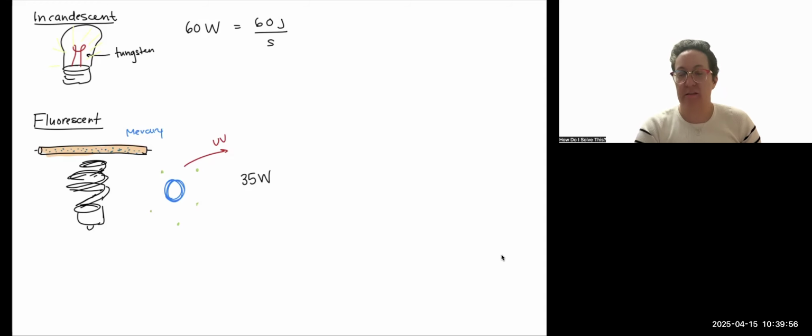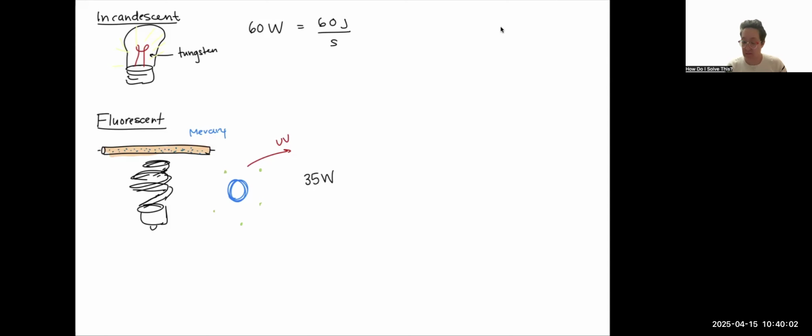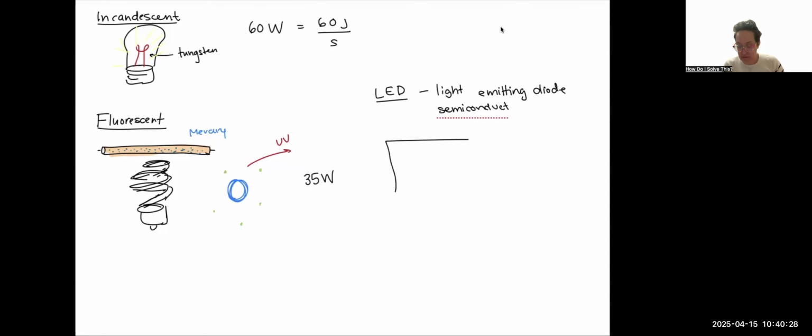The last type of light that we see, and this has ended up becoming a big deal recently, is the LED, which is short for a light emitting diode. And a light emitting diode is made from something called a semiconductor, which is exactly what it sounds like. It conducts electricity in certain cases. And specifically, diode means two, right?